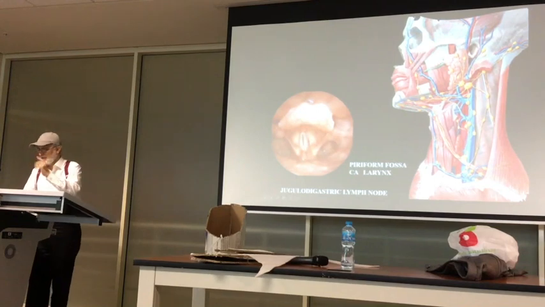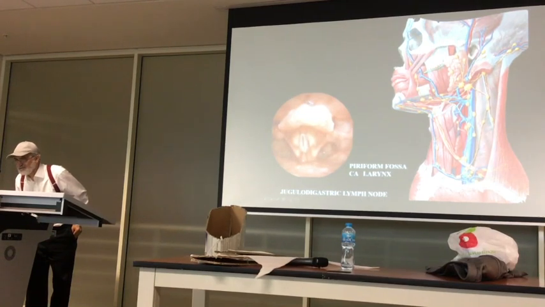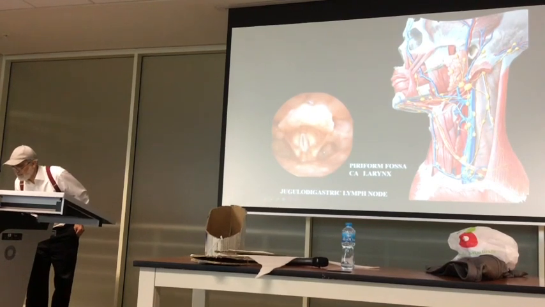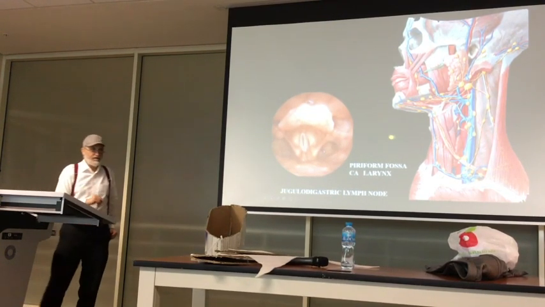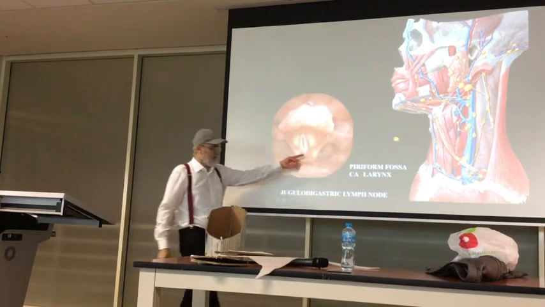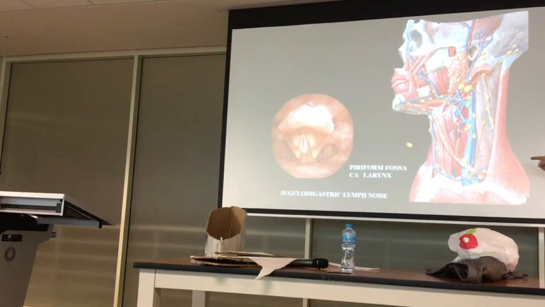I'm Mandishwar. This is jugulo-digastric, jugulo-omohyoid. This triangle is the carotid triangle because there is the carotid here. And you see here, whatever is happening is going here. If I have carcinoma here, it will go to jugulo-omohyoid.